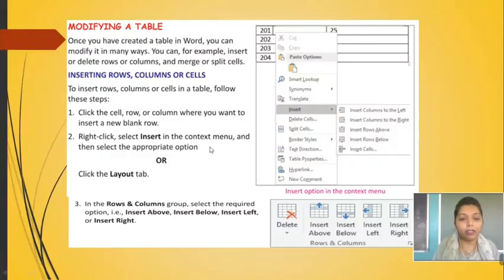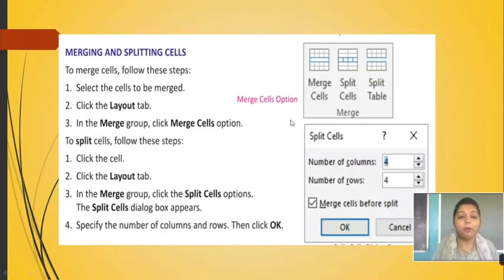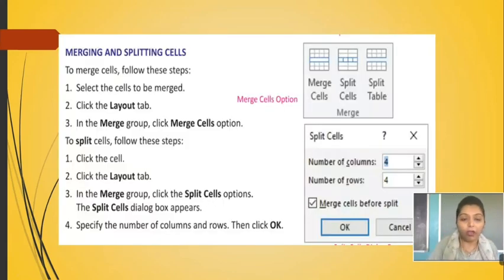Okay. Next, we have seen this deleting rows, columns or cells. Now, merging and splitting cells. Now, if you want to merge or split cells, you can also do that in Word. Now, these steps you will try on your own. Okay, I am giving you a lab time. Okay, and then you have to try the merge cells and the split cells. Okay, what you have to do is you have to follow these steps, and here see, the merge cells icon is there, split cell icon is there, and the split table icon is also there. If you are having any doubt, we can solve it in our next video lesson.